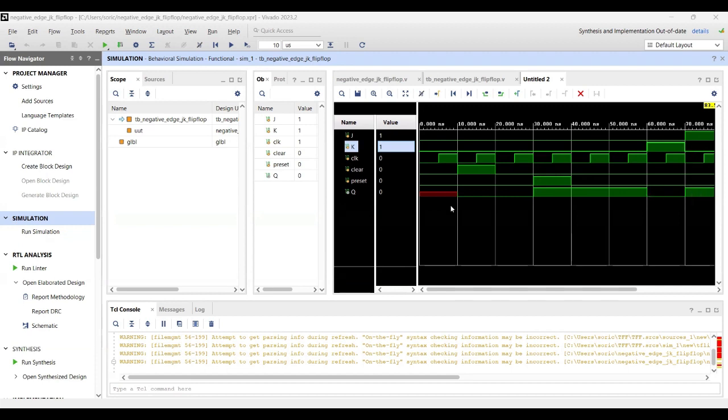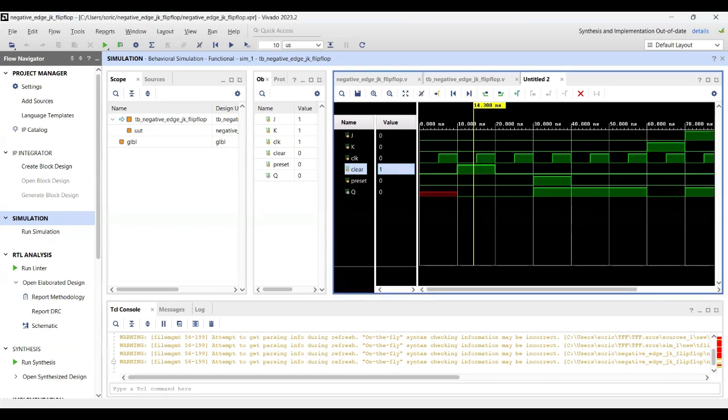So that works. Next is the synchronous clear. So when the clear is at 1, then Q should be 0. So clear is 1, Q is 0, so that works.